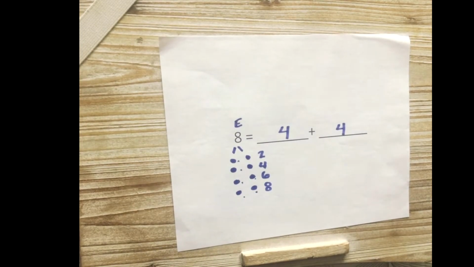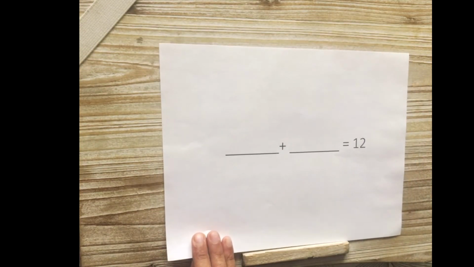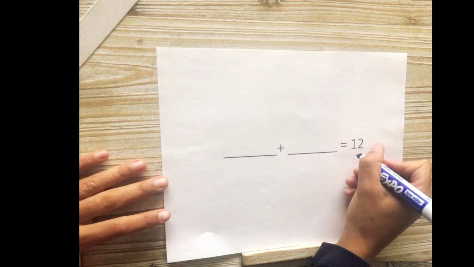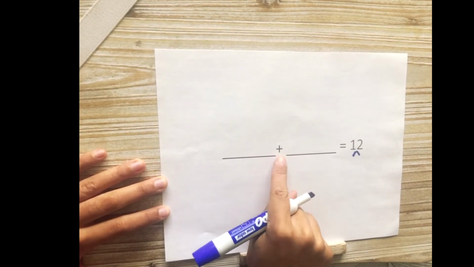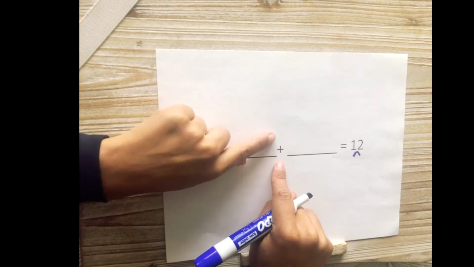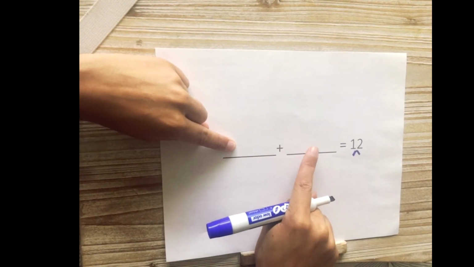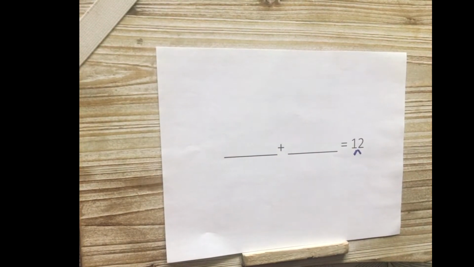Let's go ahead and do another one together. So we have another equation, and that equation reads blank plus blank is equal to 12. So we know that we're going to have to break 12 apart to see what the 2 equal groups are. Remember, whatever I have on this side needs to be the same on that side because we're working with doubles, and doubles have the same addends.